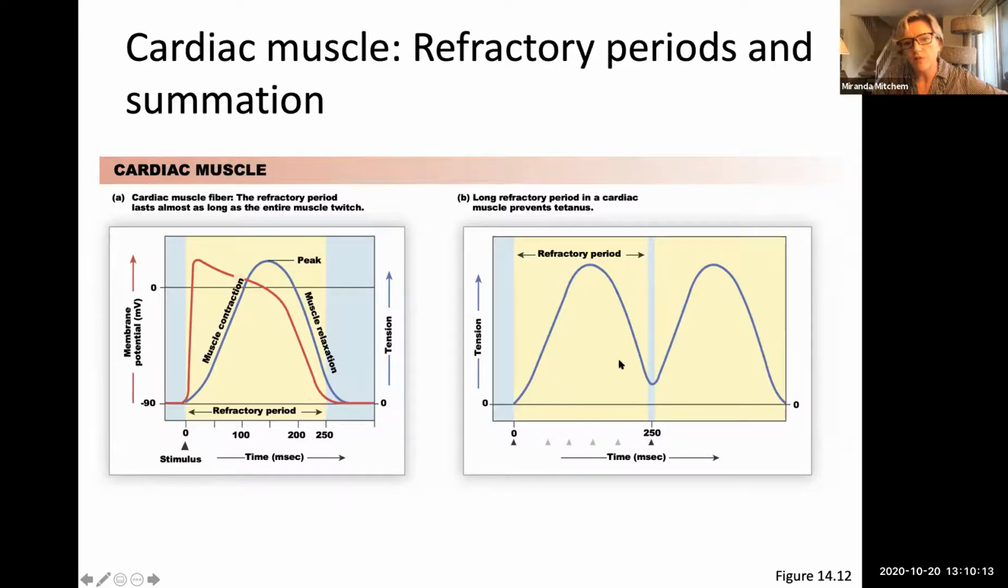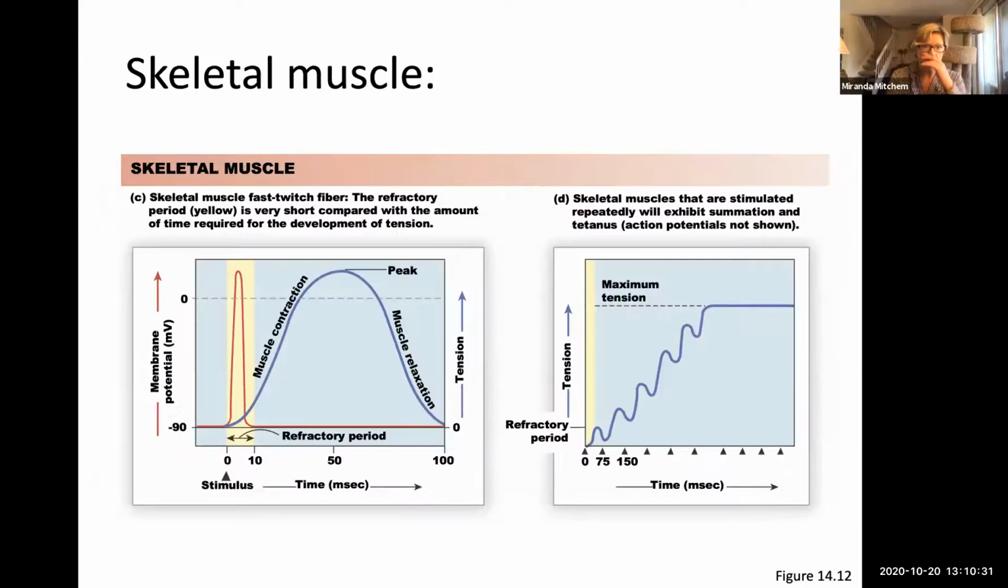The refractory period is pretty much that whole time. We have very little time in between. And this is to prevent tetanus. It means that we can't stimulate another round until we're done with this first one. So this is necessary to prevent tetanus.